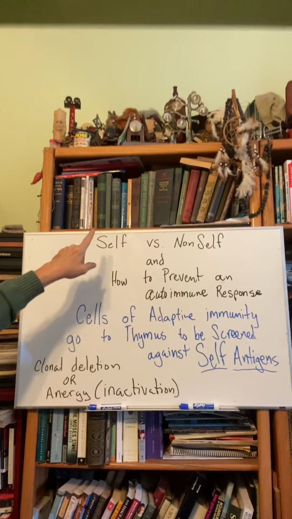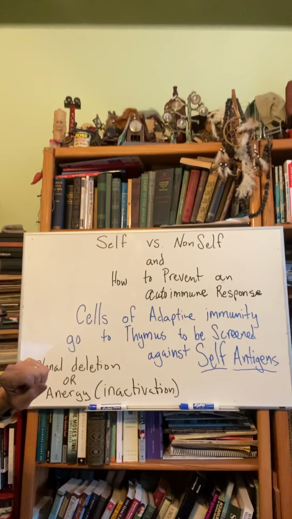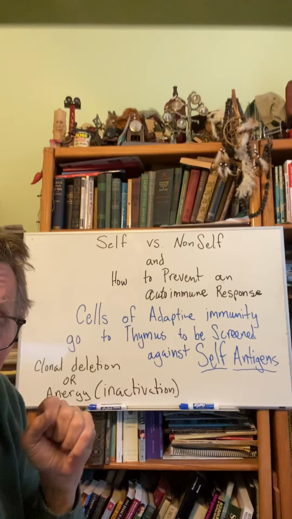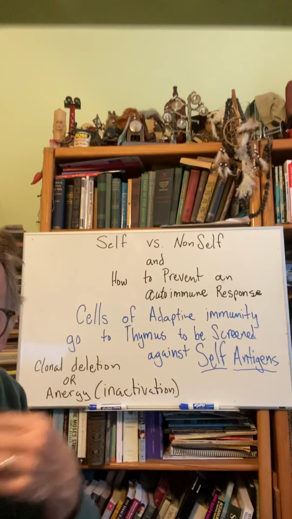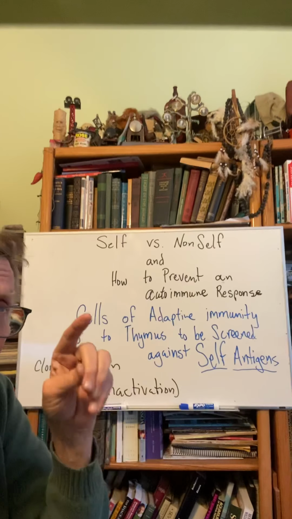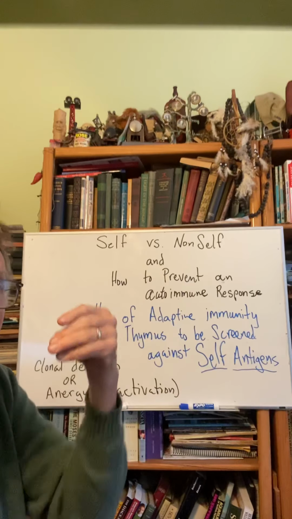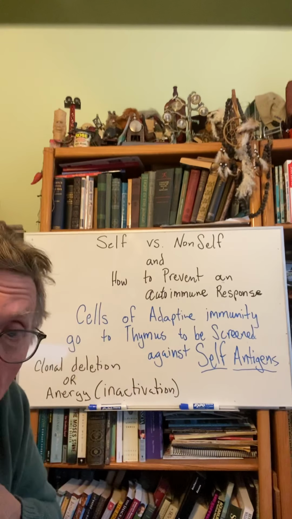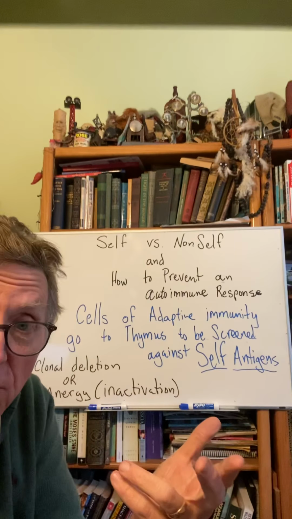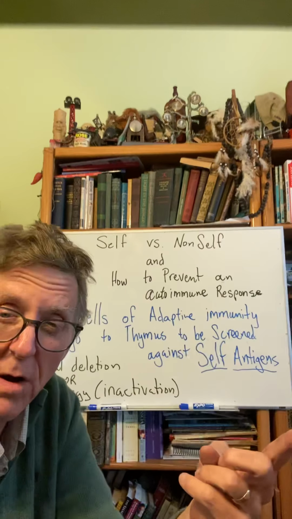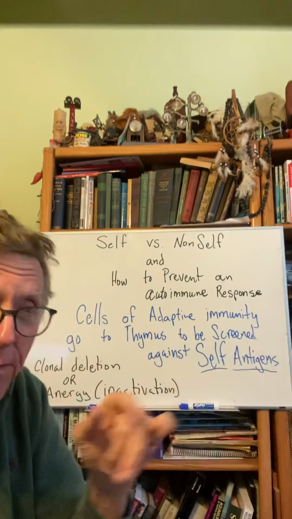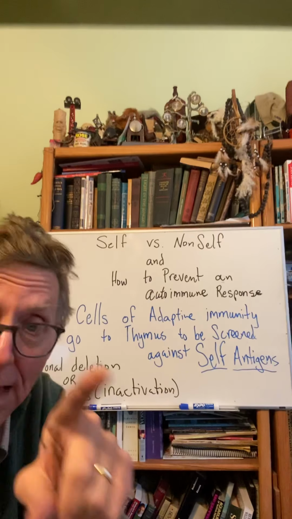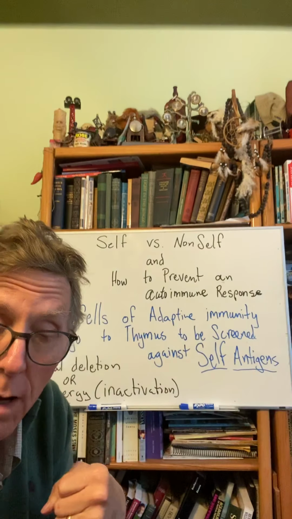The whole point of this self versus non-self is how do you prevent an autoimmune response, your body from attacking itself? You don't want your adaptive immune system to attack you. And we do have cases where that happens, rheumatoid arthritis, and all of the things that we talk about being autoimmune diseases. This is where this has gone wrong.